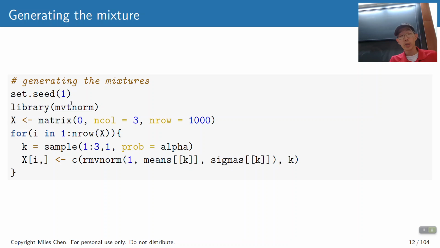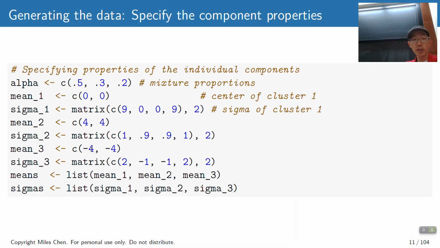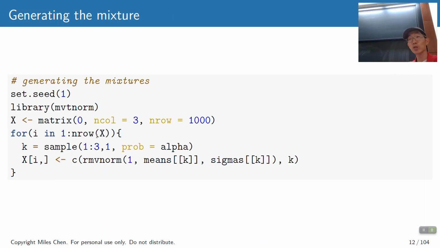All right, we're going to start off with a matrix of zeros with 1,000 rows and 3 columns. And for each row, I'm going to draw a sample value, and I'm going to say, give me either a random 1, a 2, or a 3, right? And the probabilities of getting 1, 2, or 3 are determined by alpha. So it's going to generate the number 1 50% of the time, the number 2 30% of the time, the number 3 20% of the time.